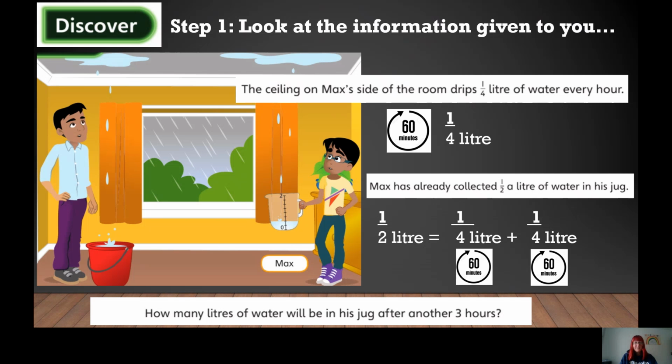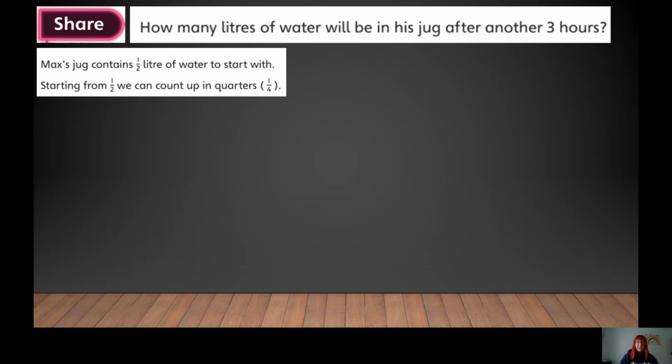How many litres of water will be in Max's jug after, this is key, another 3 hours? So it's not after 3 hours, it's after another 3 hours, bearing in mind there's already half a litre in his jug. So how would we tackle that? Well, according to the information, Max's jug contains the half a litre of water already to start with. So I guess if we're trying to find out after another 3 hours, we've got to start from half and then we count up in our quarters.